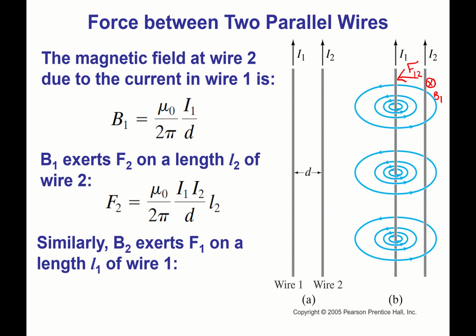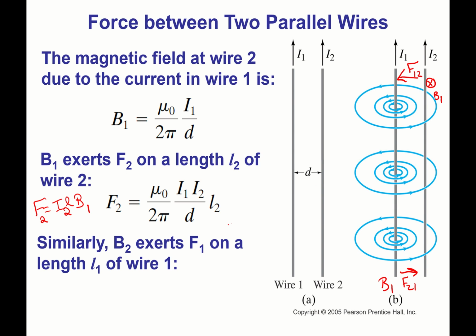Similarly, if I have a current in 2, that current in 2 makes a field at 1 that attracts wire 1 back over. So I can calculate the force by using force equals ILB. So the force on wire 2 is equal to the current in wire 2 times the field due to wire 1. And the field due to wire 1 is mu 0 over 2 pi times the current in 1 divided by the distance between the two wires.